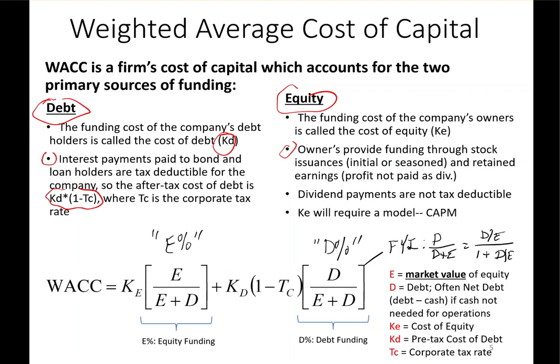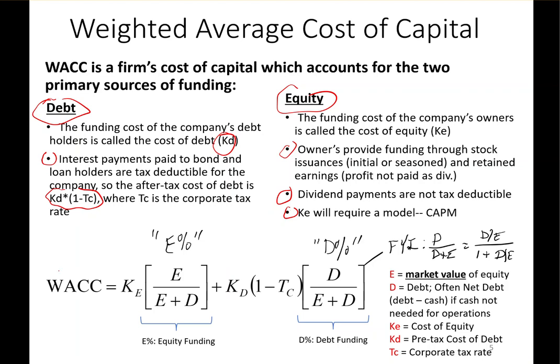Also, whenever a company retains earnings, that is an equity investment. The shareholders are the owners of the firm. They have a claim on profits. If profits are not paid out as a dividend, that is funding provided back to the corporation. So seasoned equity offerings, initial public offerings, and retained earnings are all sources of funding from the owners. Dividends are not tax deductible, therefore we're not going to adjust them for the tax rate. We're going to show you later that getting the cost of equity is not an easy thing. We're going to need a model called CAPM.